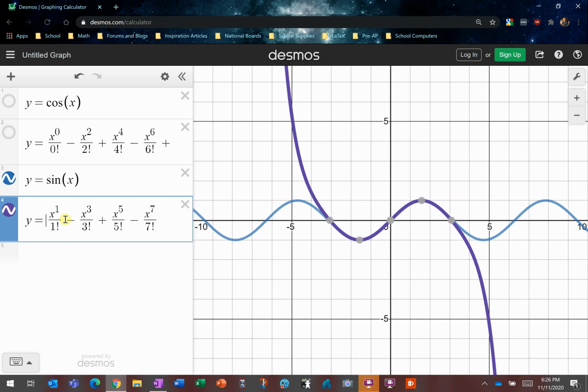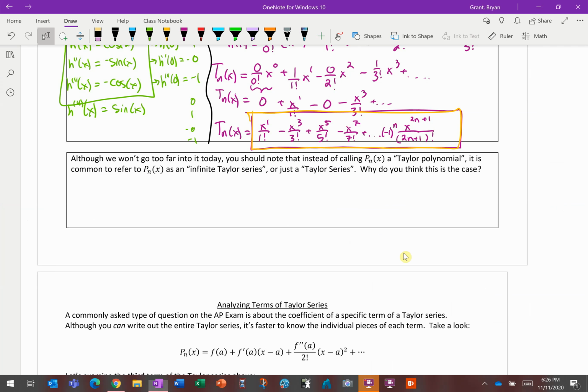I am proud of all of us, mostly me because I always screw up on this, but definitely you guys as well because this is super cool. We can definitely see we found the right Maclaurin or Taylor series for sine centered at x equals 0.